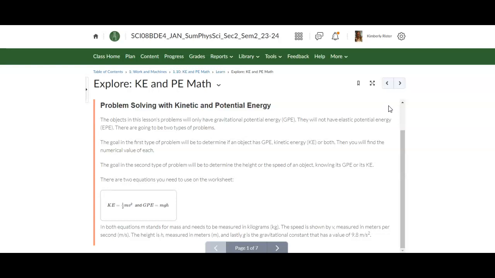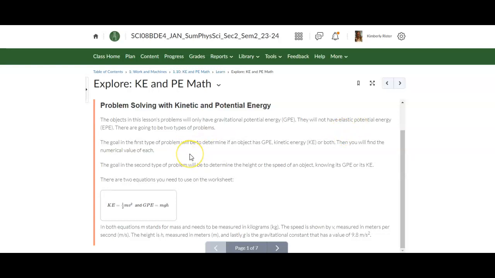So, problem solving with kinetic and potential energy. The objects in this lesson's problems will only have gravitational potential energy. So every time we calculate anything in this lesson or unit, we're really looking at GPE. We're not doing anything with elastic potential energy, but know that there are different types of problems and different formulas for calculating those.